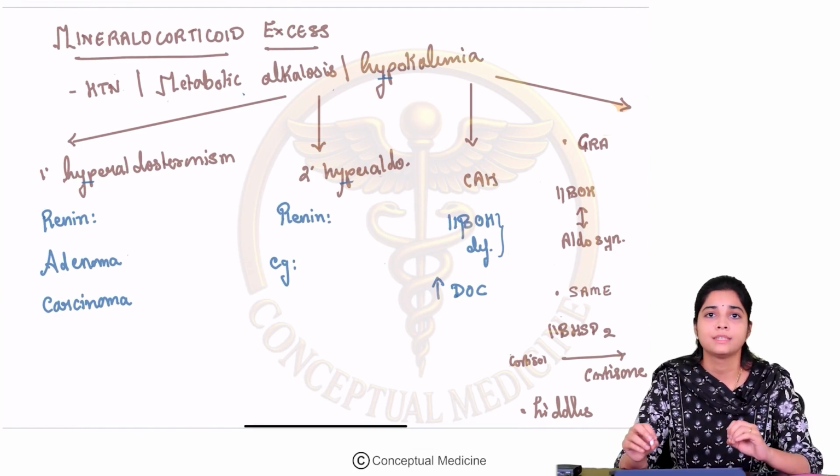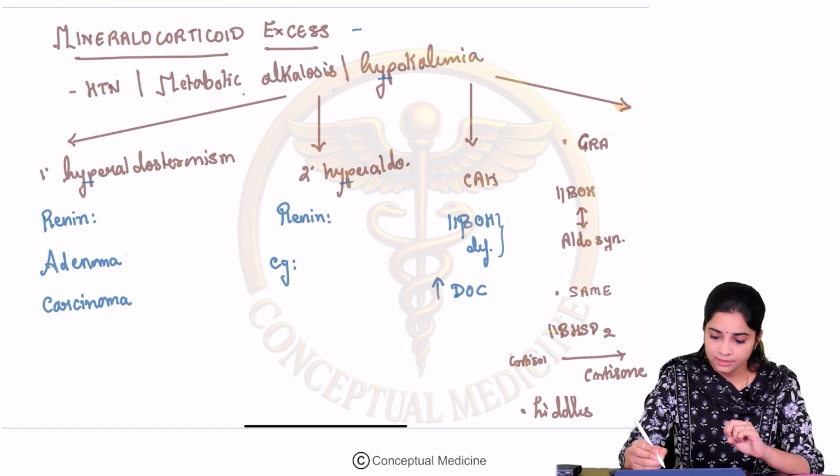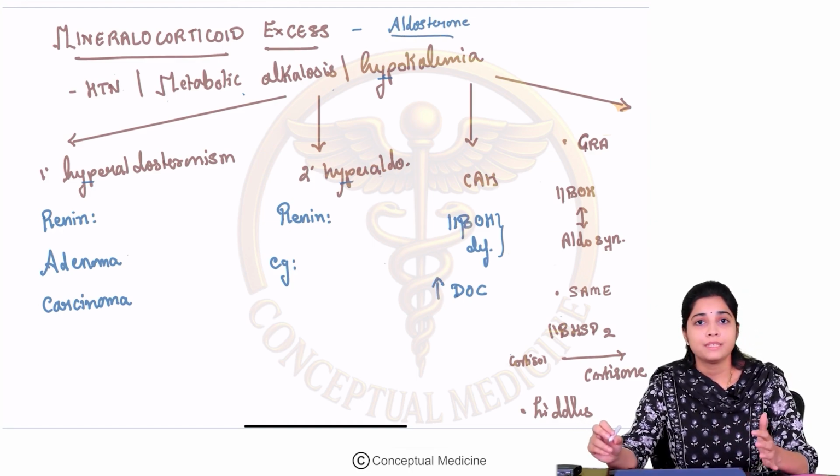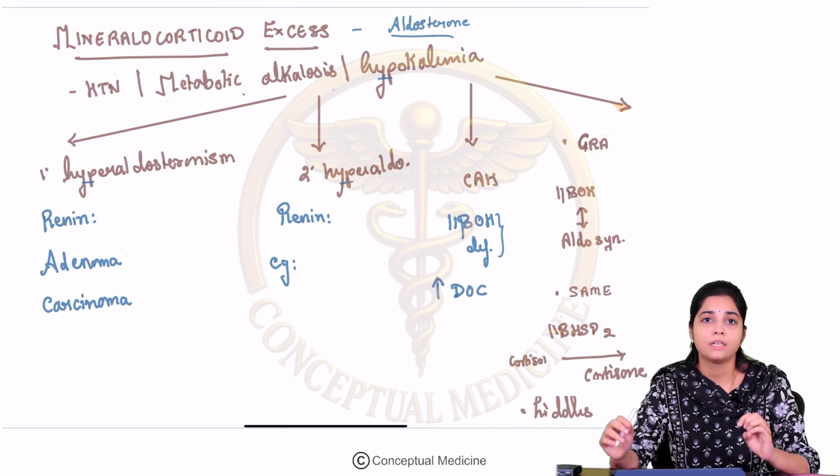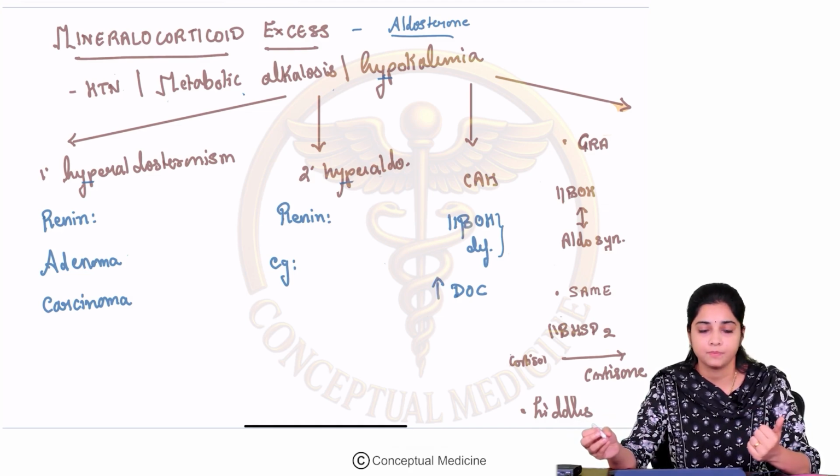Which mineralocorticoid exactly are we discussing? We are discussing aldosterone. From the basics of the fluid and electrolyte balance chapter, we have learned that aldosterone is responsible for reabsorption of sodium and water and excretion of potassium, right? So whenever there is an aldosterone excess, what happens? It is responsible for the distal secretion of potassium. That's the reason why you will have hypokalemia.